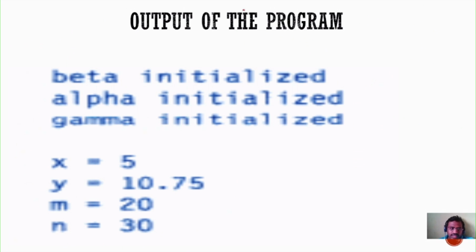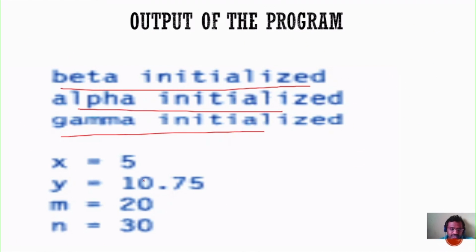Finally, the output of the program looks like this. Beta is initialized, alpha is initialized, gamma is initialized, X equal to 5, Y is equal to 10.75, M is equal to 20 and N is equal to 30.